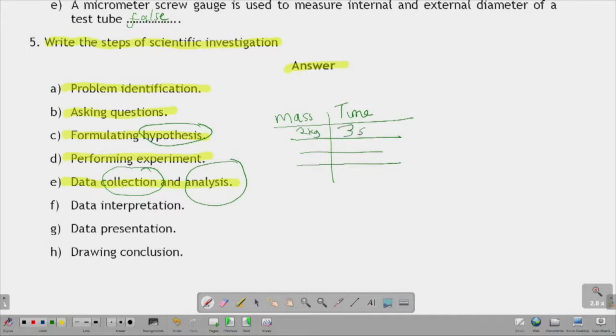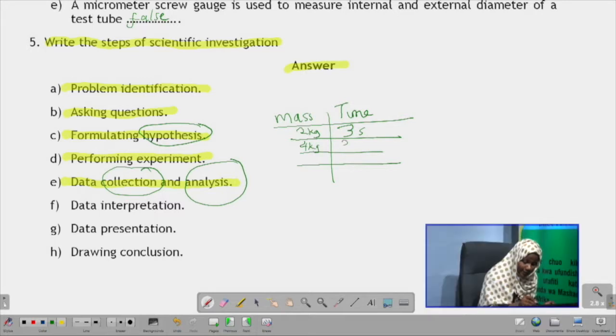And then we later change our variable, which is mass, and then we now put it into 4 kilogram. And then we see that still the time period is 3 seconds. And then we later change the mass again to, let's say, 8 kilogram, and see still that our time period is 3 seconds. So this is how we collect our data in the form of table, and now we have to analyze it just like how I did.